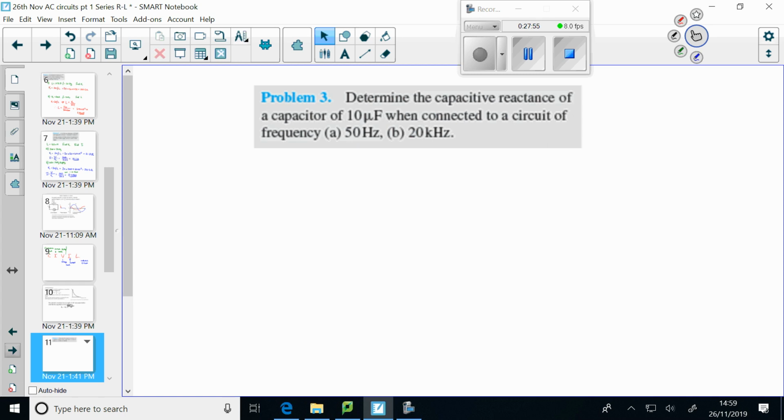Right, 2 problems on capacitors in AC circuits. 5 minutes, plenty of time. Bash them, mate.